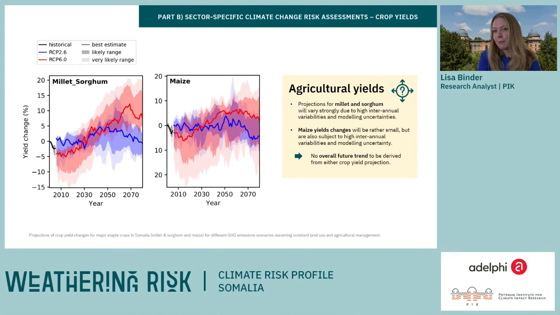The projections of millet and sorghum that you can see on the left-hand side and maize that you can see on the right-hand side both show very high interannual variabilities, and thus it's quite difficult to derive a clear trend for future crop yields. Furthermore, the modeling uncertainty is very high for both projections, as you can see, because the underlying models project different directions of change.